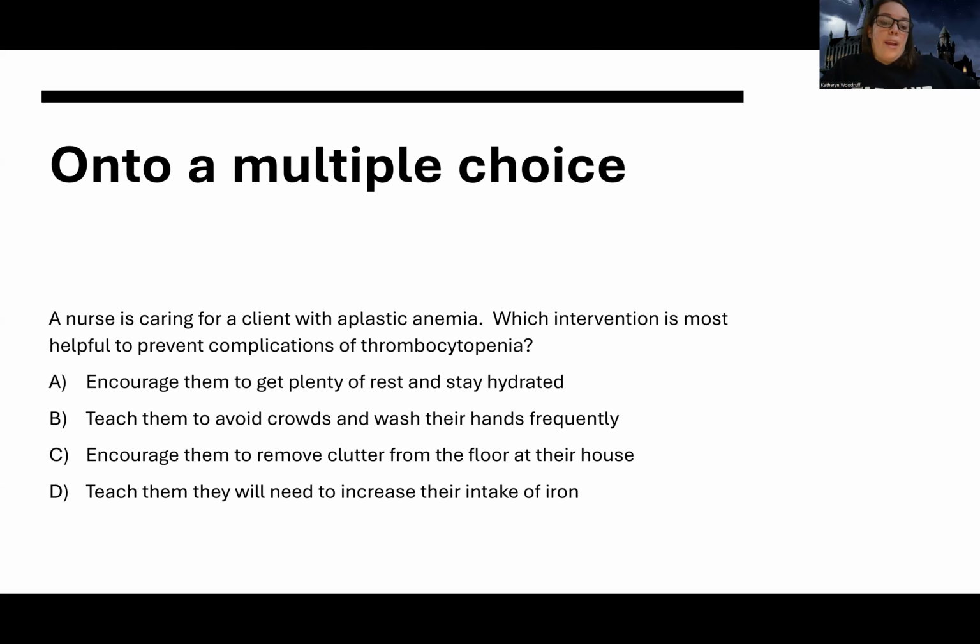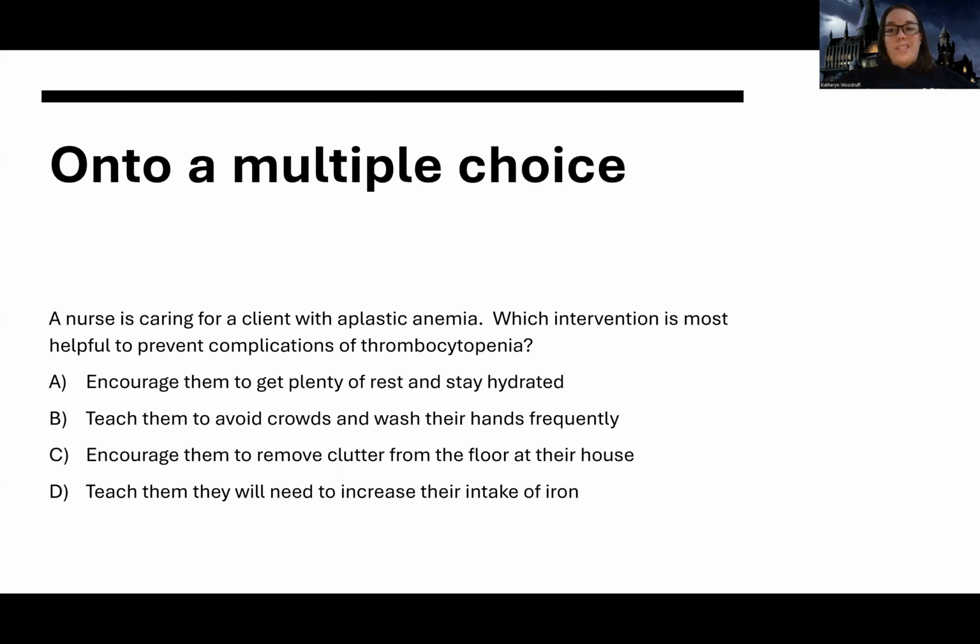Teach them they will need to increase their intake of iron. So iron deficient anemia, definitely want to keep that in mind. A lot of times the answers that are distractors on our exams are often answers that are correct for something else. So I have to think, okay, when they have the anemia portion in aplastic anemia, the low red blood cells, does it have anything to do with iron? And no, those are two separate things.